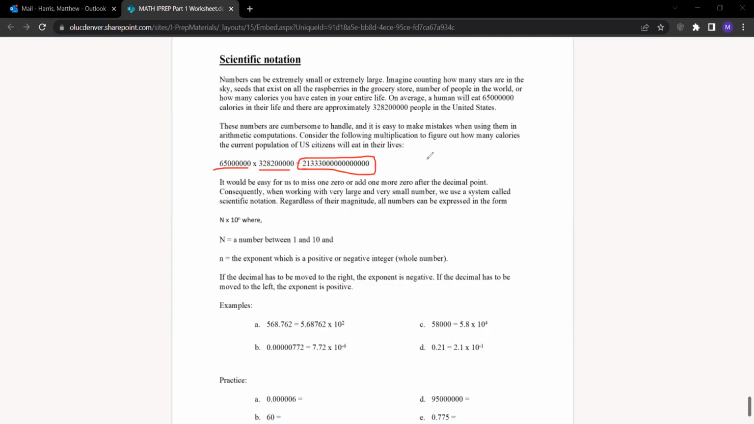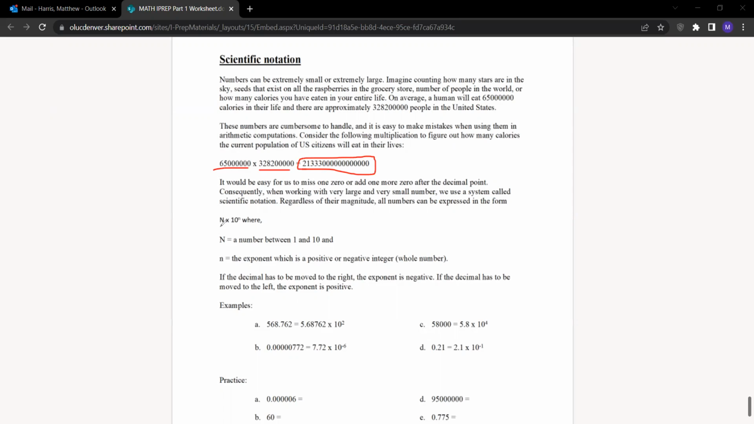So it would be very easy for us to miss a 0, add a 0, or kind of just mess up this number because it's so big. So this is where scientific notation comes in. This is a system we can use that makes big numbers look smaller. And they are still the same value, but it helps us make it easier to work with.